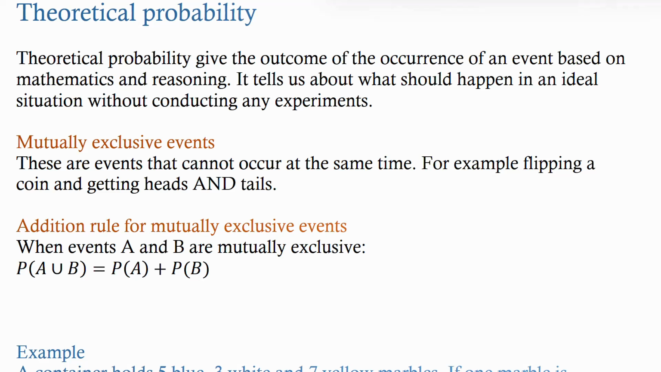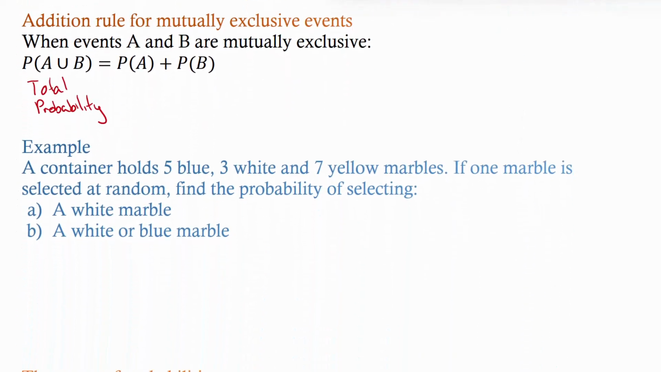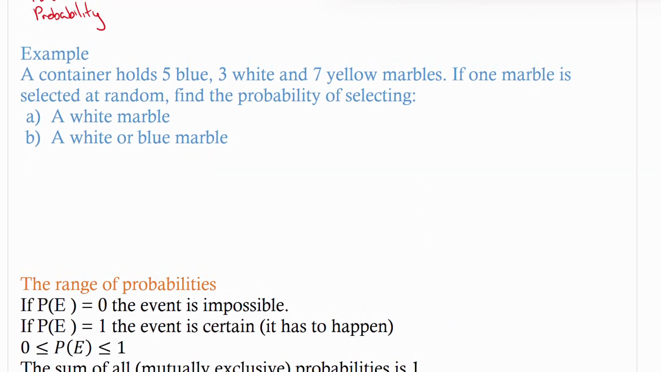Essentially, all it's saying is that your total probability should be the probability of A and the probability of B added together. So we're going to look at an example here. A container holds 5 blue, 3 white, 7 yellow marbles, and if one marble is selected at random, find the probability of selecting a white marble.